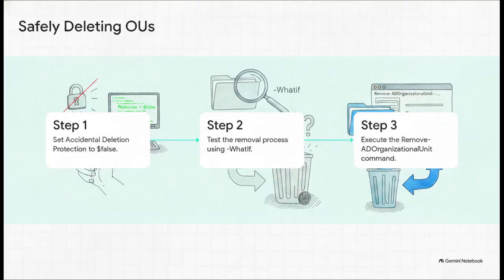Now, because of that awesome protection, deleting an OU safely means you have to follow a very deliberate 3-step sequence, which Chapter 8 lays out crystal clear. Step 1, you have to intentionally run a set command to flip that protection flag to false. Step 2, you test the removal using the what-if parameter. We'll touch on that more in a second, but it basically simulates the deletion so you can verify what's about to happen. And finally, Step 3, you execute the actual remove command. Having to go through this sequence forces you to be intentional, which completely avoids catastrophic resume-generating accidents.